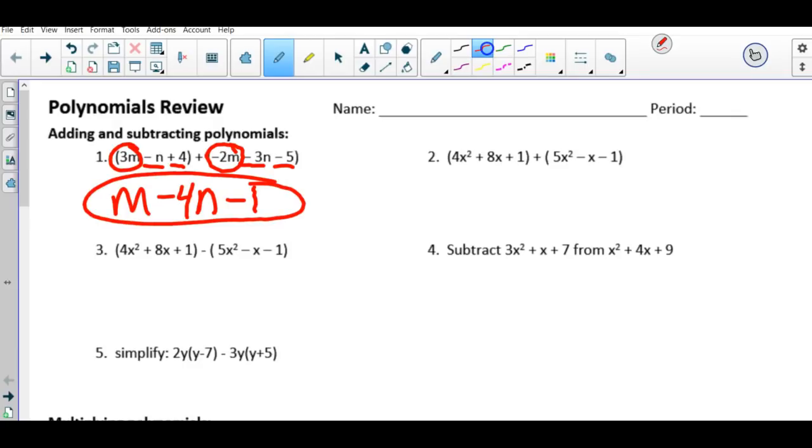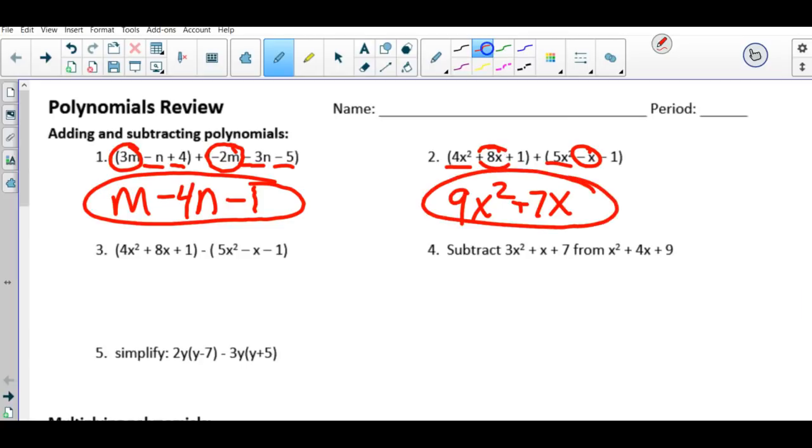Same thing on number 2. X squared can only pair up with x squared. That gives us 9x squared. X's only pair with other x's, so we have, is that a plus? Yes, plus 7x plus 1 minus 1 cancels out, so we have just that.